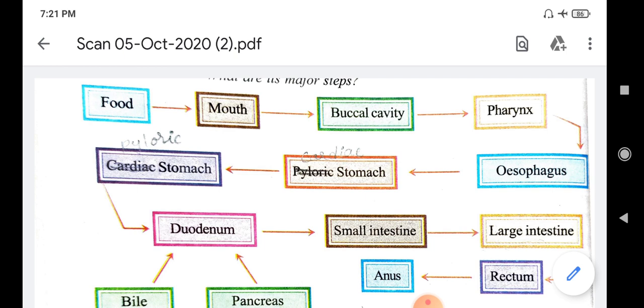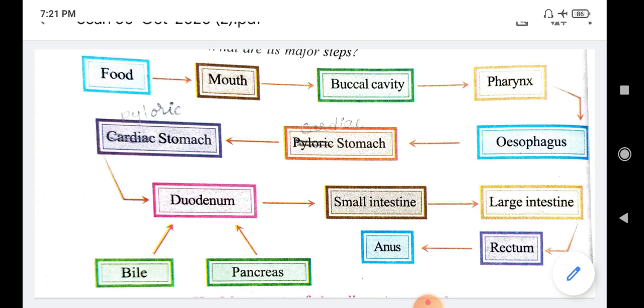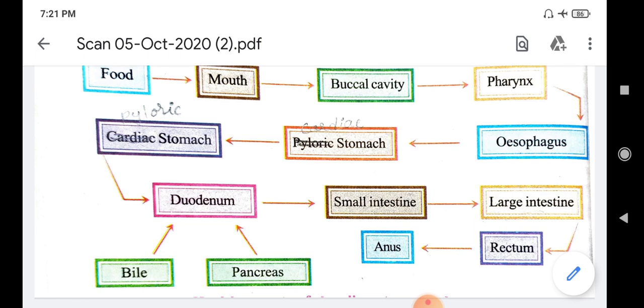Here near the duodenum you can observe bile and pancreas. So the liver will be present and the pancreas will also be present. Maximum secretions come from the pancreas and the bile juice will be released by the liver. From there the food material enters into the small intestine, where maximum absorption of the food material takes place. Then after the food has been digested completely, the undigested food moves into the large intestine.